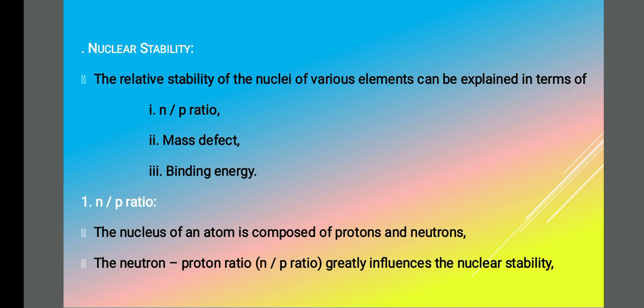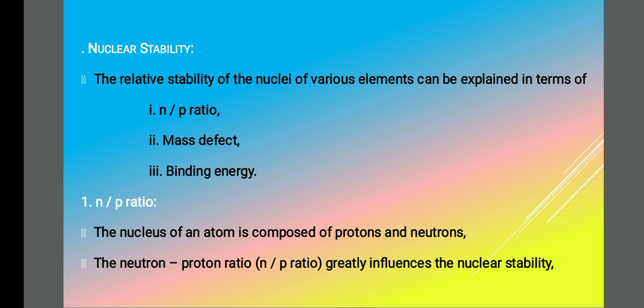What I mean by nuclear stability is that the relative stability of nuclei of various elements can be explained in three different terms. One is N by P ratio, second one is mass defect, and third one is binding energy. I'll repeat. The nuclear stability of a nucleus is based on three different terms: N by P ratio, mass defect as well as binding energy.